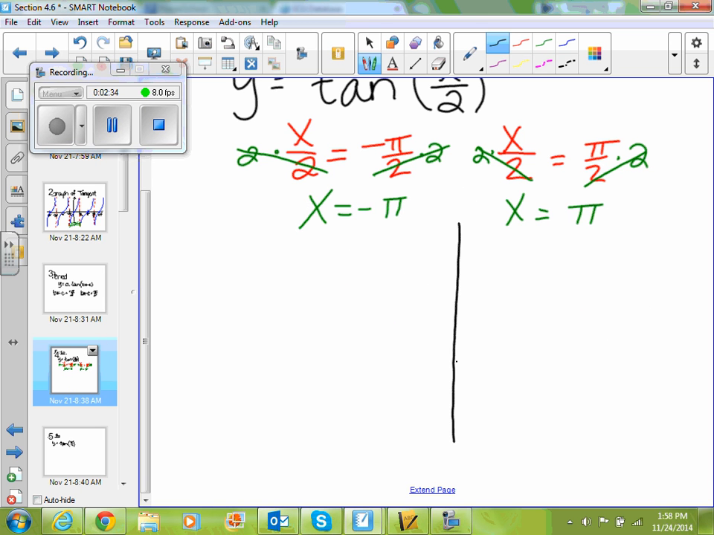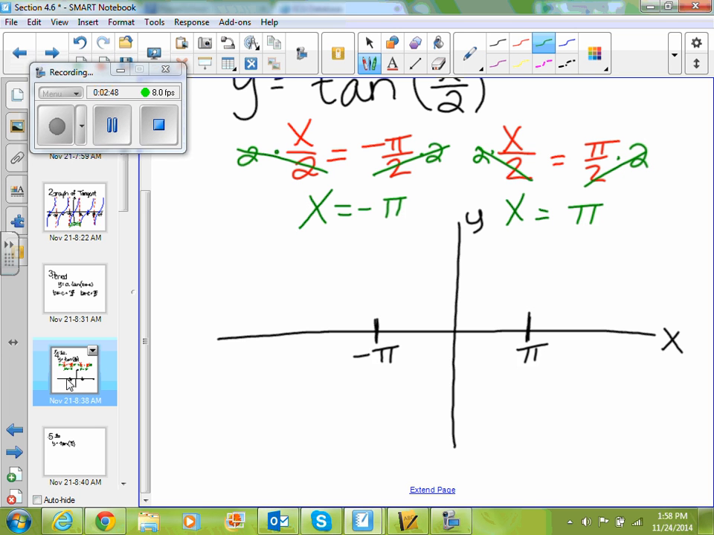Alright, so then I go ahead and draw my x and y axis. I know that my furthest point to the right is going to be pi, and that my furthest point to the left is going to be negative pi. And I know that my tangent graph crosses at 0. So I know that these points that I just found, my endpoints, are going to be my asymptotes. And so knowing that, I know that tangent starts down and ends up. So the first period of my tangent graph is going to go from negative pi to pi.